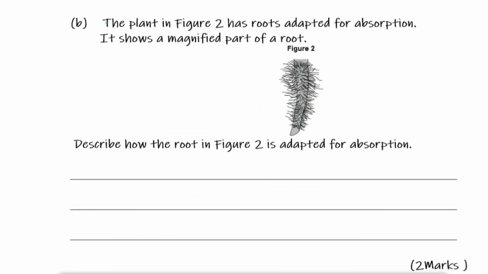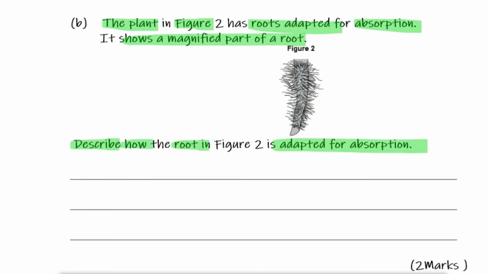Part B, the plant in figure 2 has roots adapted for absorption. It shows a magnified part of a root. Describe how the root in figure 2 is adapted for absorption. This question is worth 2 marks. So if we think back to all the adaptation features for a root hair cell, we remember that the root hair cell had hair, and these hair provided a large surface area.